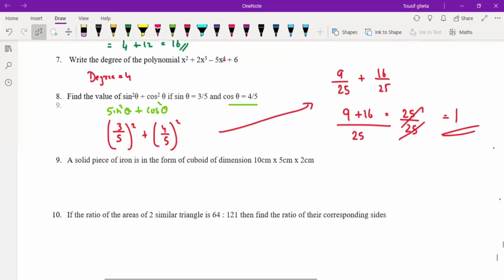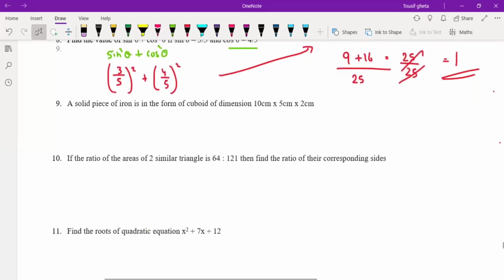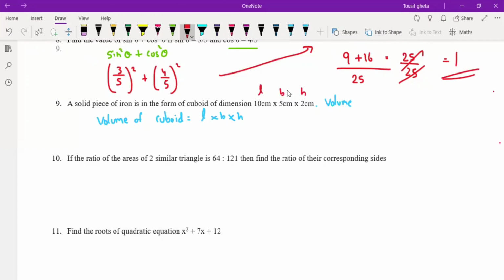Moving to the ninth one, they're asking to find the volume of a cuboid. A solid piece of iron is in the form of a cuboid of dimension. I did not write what to find, but in the question they're asking to find its volume. I hope you are familiar with the volume of cuboid formula. Volume of cuboid is length into breadth into height. Length is given, breadth is given, and height is given. The first dimension, 10, will always be the length, second the breadth, third the height. That is the standard way of representing the dimensions.